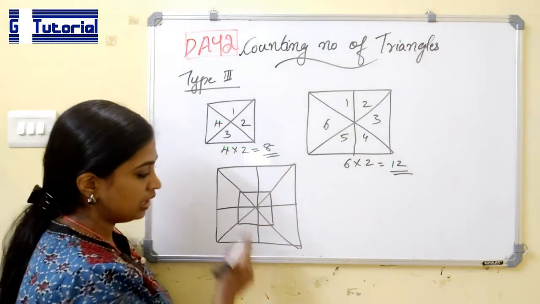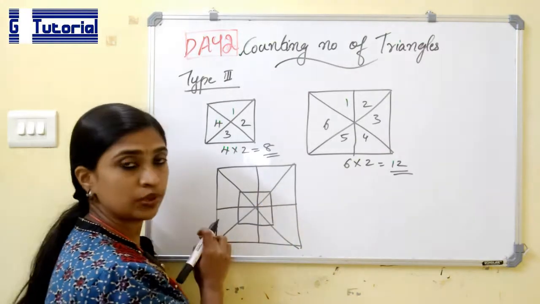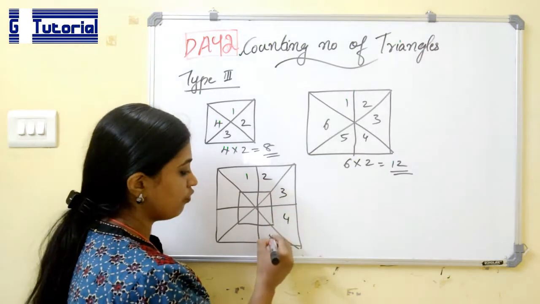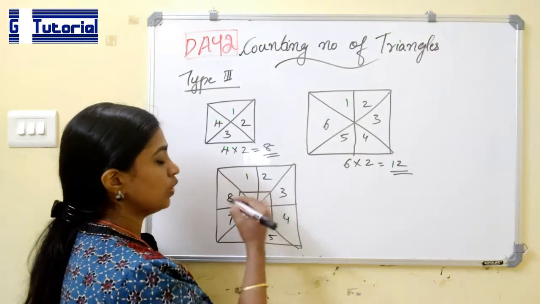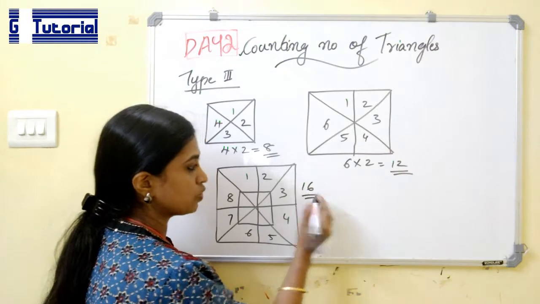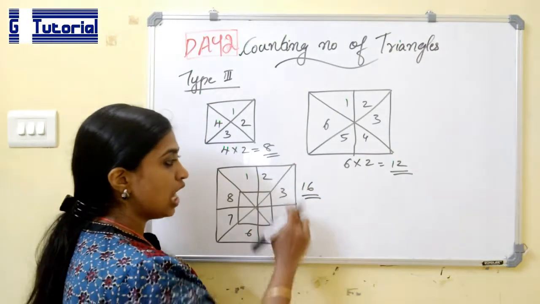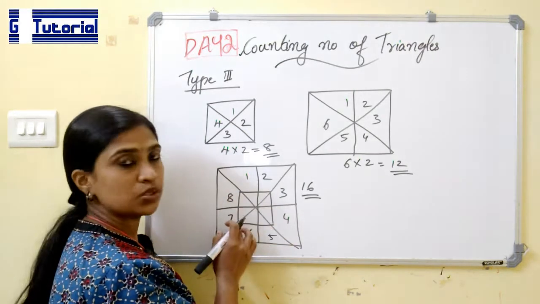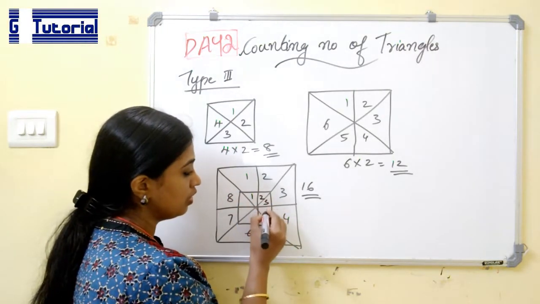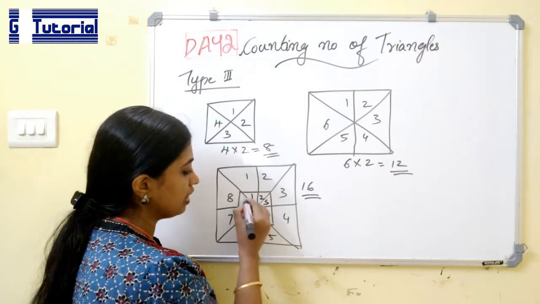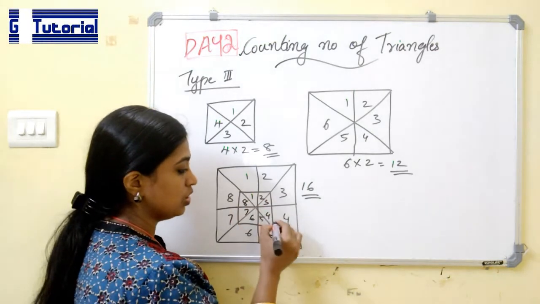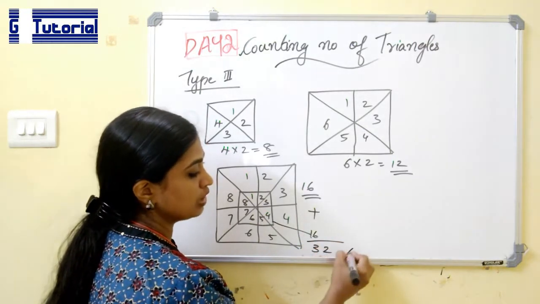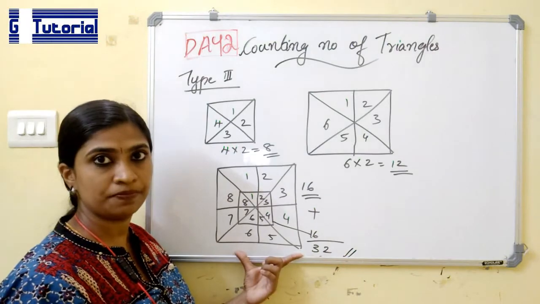Then this one. Here there is an outer square and an inner square, so we have to number both. 1, 2, 3, 4, 5, 6, 7, 8. So 8 into 2, 16 gives the number of triangles within the outer square. Then we have to find the number of triangles within the inner square. Number it. 1, 2, 3, 4, 5, 6, 7, 8. 8 2s are 16. So 16 plus 16, which is 32, gives the number of triangles in this figure.